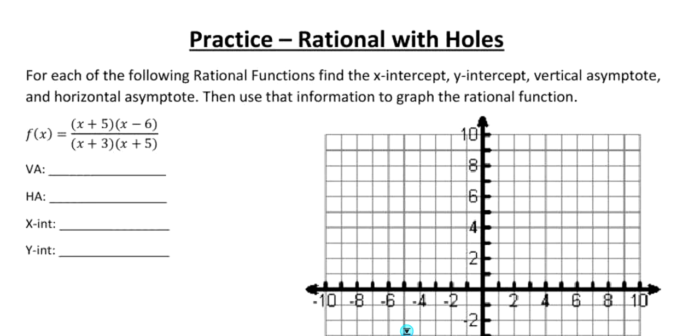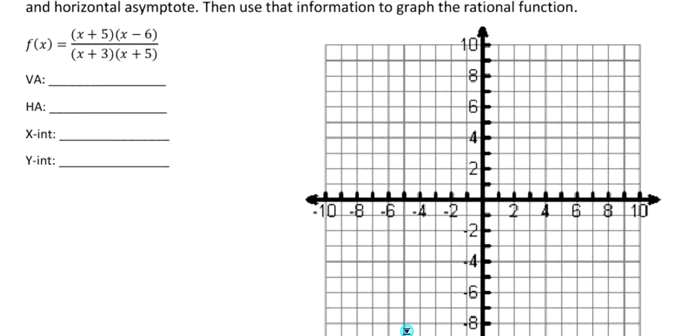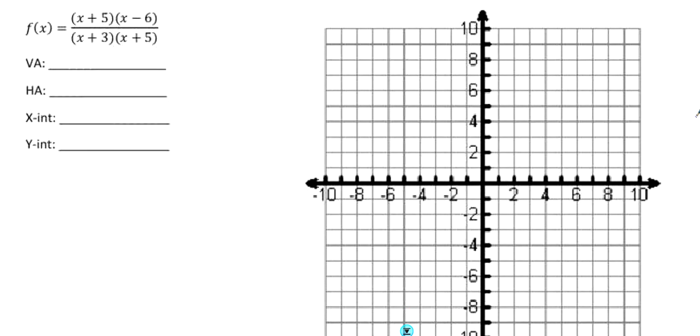Okay, so today we're going to be practicing rational functions that have holes in the graph. We are going to start by first looking at our function. I have them in factored form, and you can see right here that I have a common factor in the numerator and the denominator. This is what causes a hole. So I cross those out and I use that value, -5, and that's where my hole is going to be.